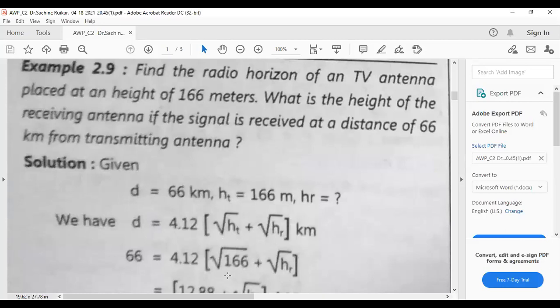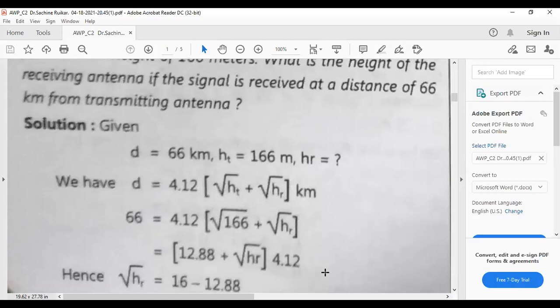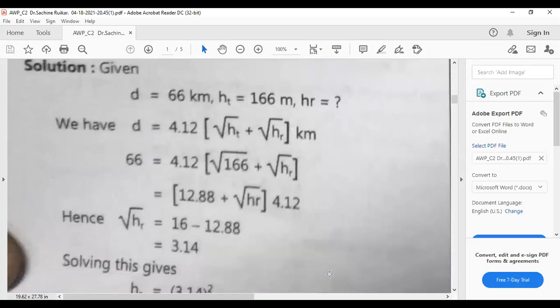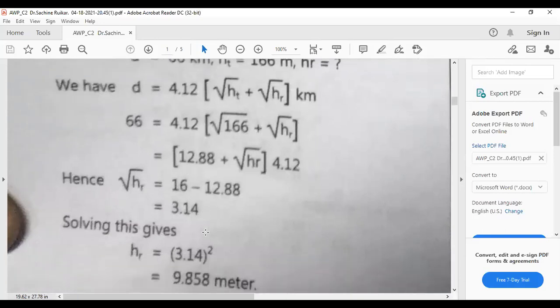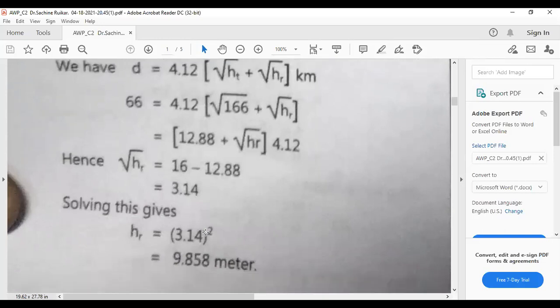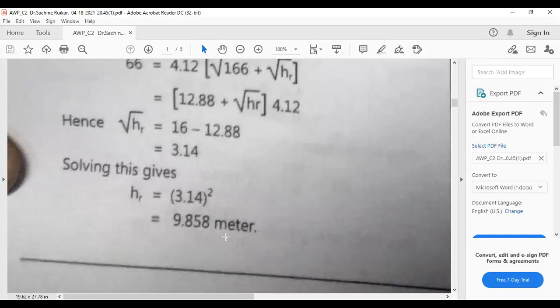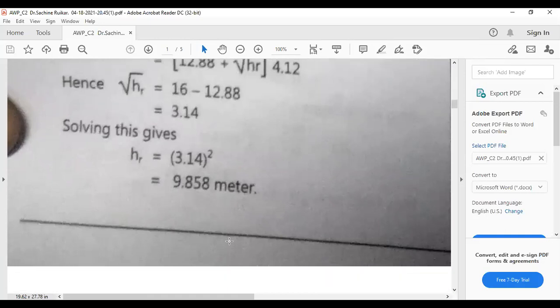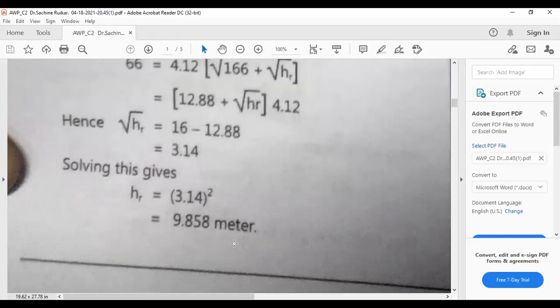Substitute the value of HT, that is root of 166. And what is the unknown parameter here? It is the receiving height of the antenna. Two parameters are known and one is unknown, so you can calculate easily. That is 3.14. This is the root term, so just do the squaring. 3.14 squared gives the receiving height of the antenna as 9.858 meters. I hope you have done it yourself.